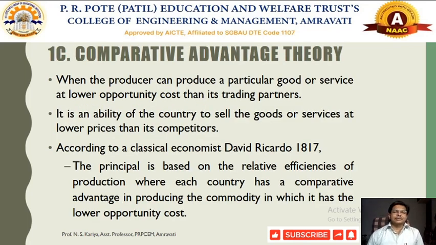The other kind of theory is called the comparative advantage theory. Comparative advantage. Whatever the company or individual nation produces, here we are considering a special factor, that is called opportunity cost. So when the producer can produce any particular goods or services at lower opportunity cost than its trading partners, at that time we call it the comparative advantage theory.